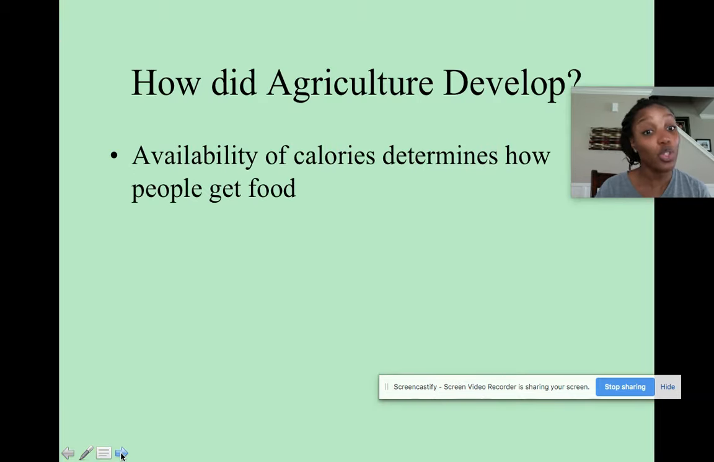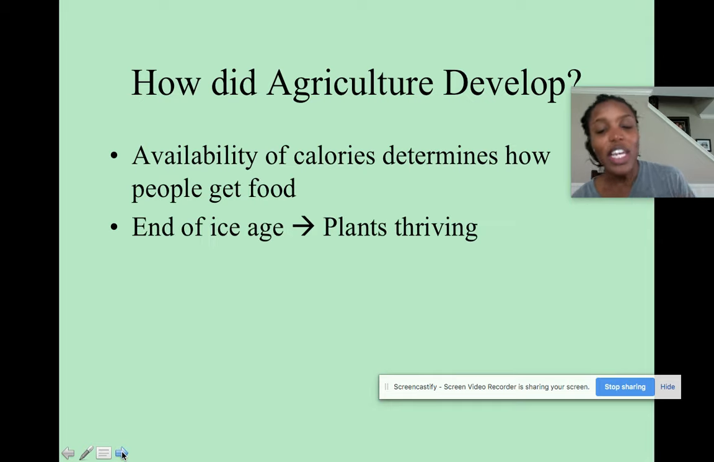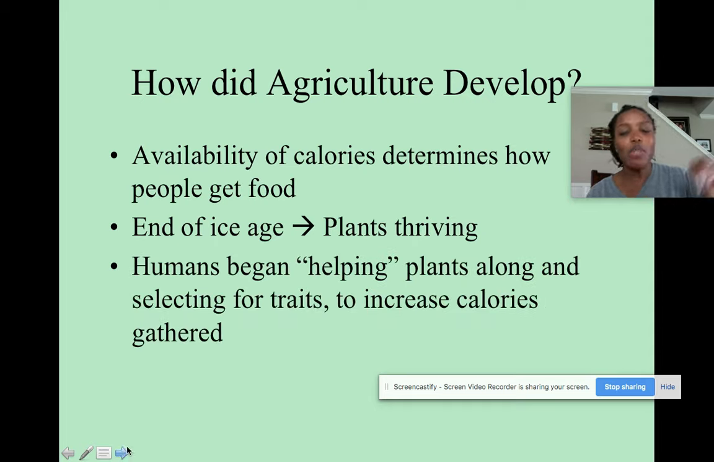How did agriculture develop? Due to the availability of calories, that kind of determined how people got food. Basically, how long could you work? At the end of the ice age, we get plants, we see green grasses, so that's kind of how it came about. They were able to manipulate these green grasses. Humans began helping the plants along and watering them, selecting traits, moving them through crop rotation to increase the amount of food that was available.